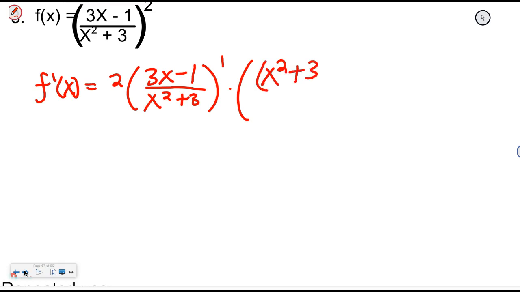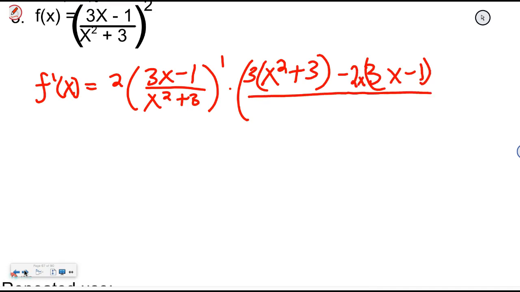And I'm assuming you guys know your quotient. So I'm going to do my low d high minus my high, and then my d low. You guys watch me for arithmetic. Draw my line and square below.